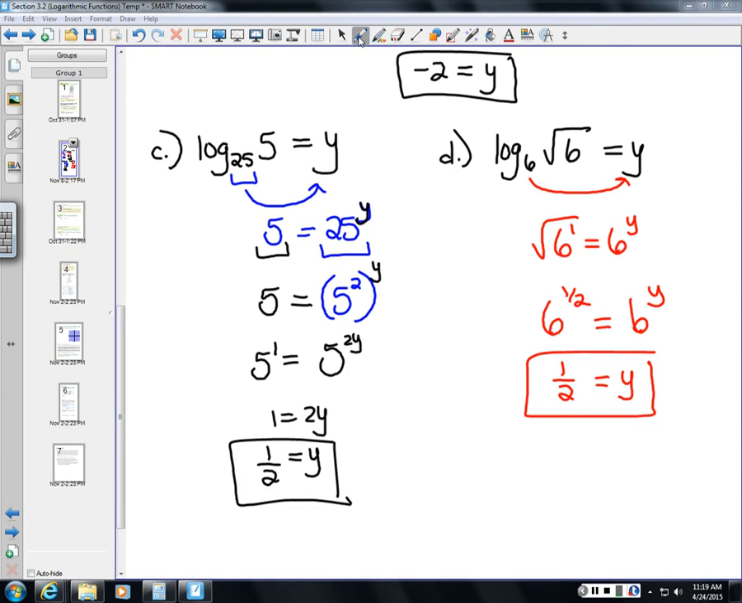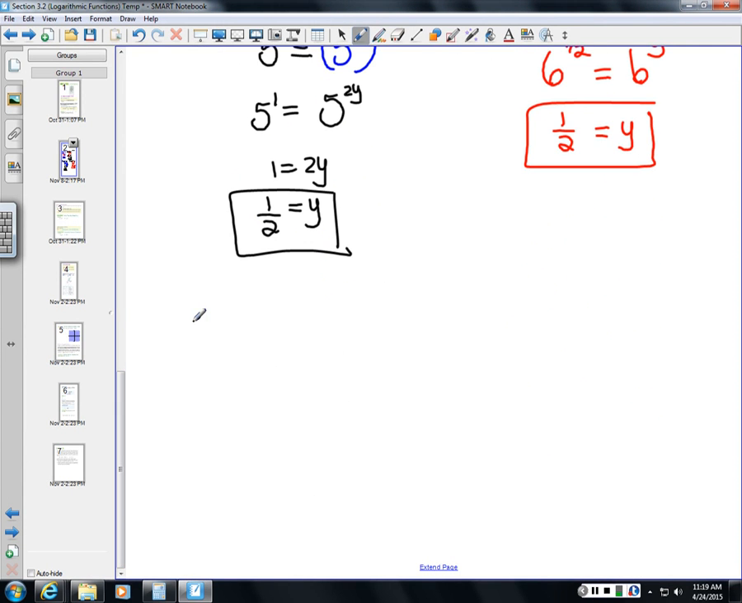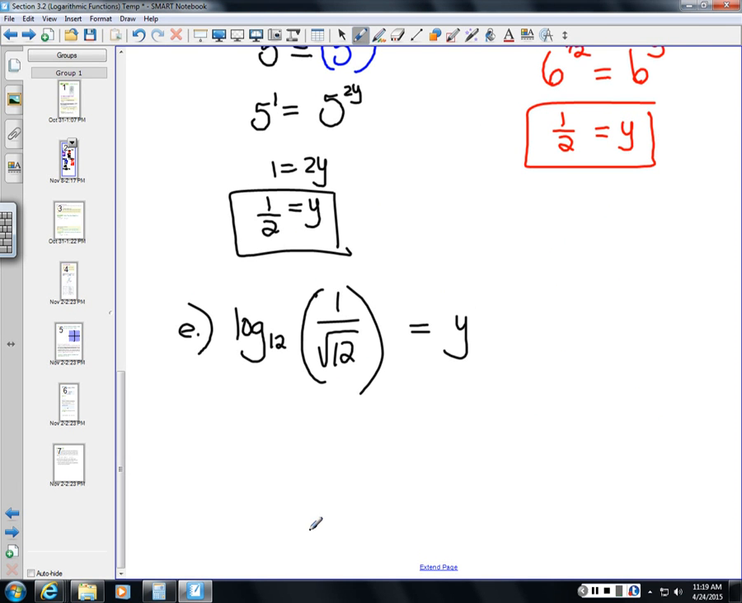Alright, so I'm going to add one more to this. I'm going to add a part E, or an example E. And same directions, we want to evaluate log base 12 of 1 over the square root of 12. So this is what we want to evaluate. We're going to just set it equal to y, set it equal to a variable, because we want to figure out what this is equal to. Doing that allows us to take it out of log form and back into exponential form, which leaves me over here with just 1 over the square root of 12.